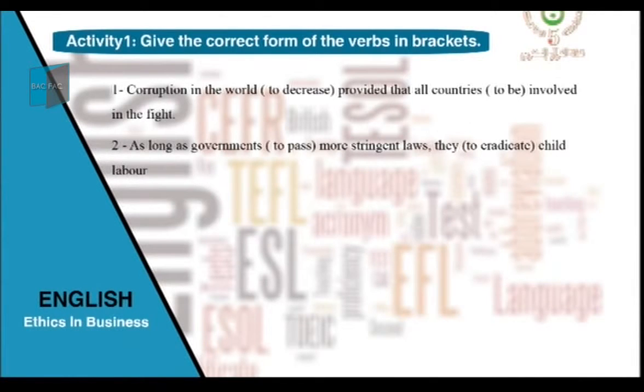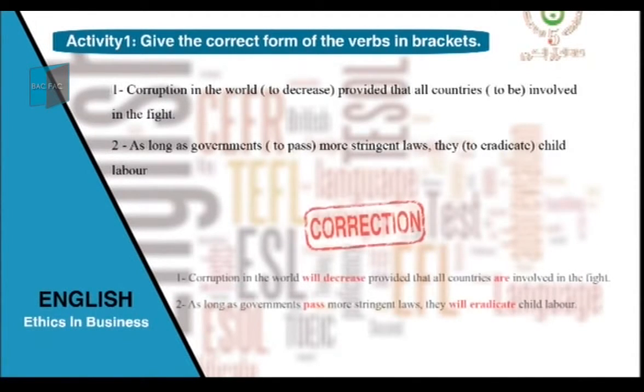Let's correct. Corruption in the world will decrease, provided that all countries are involved in the fight. Good. Second sentence. As long as the governments pass more stringent laws, they will eradicate child labor.